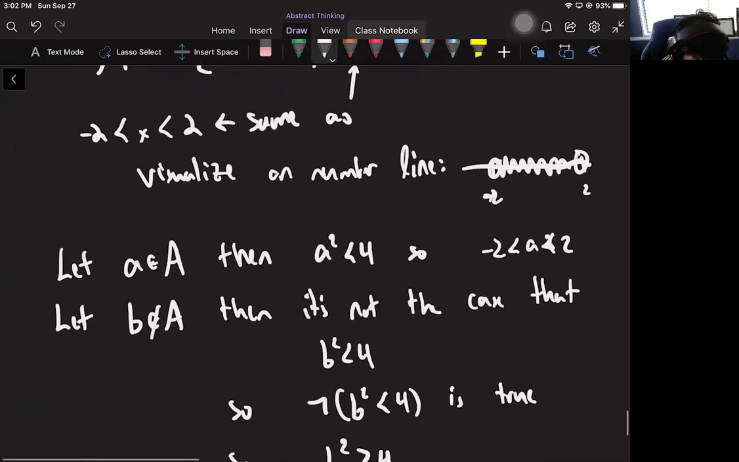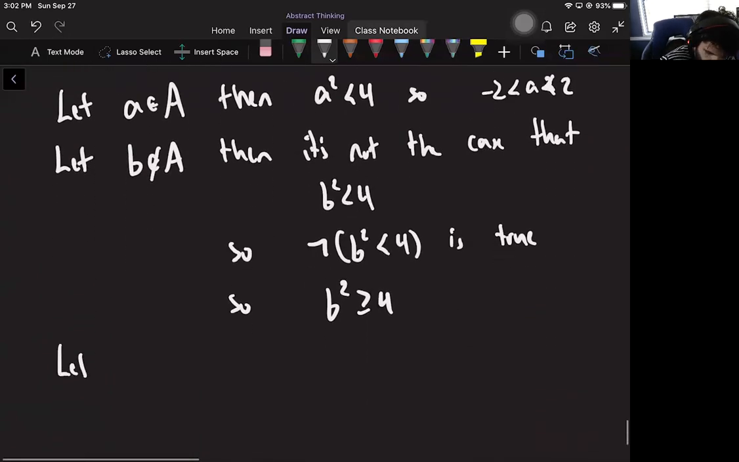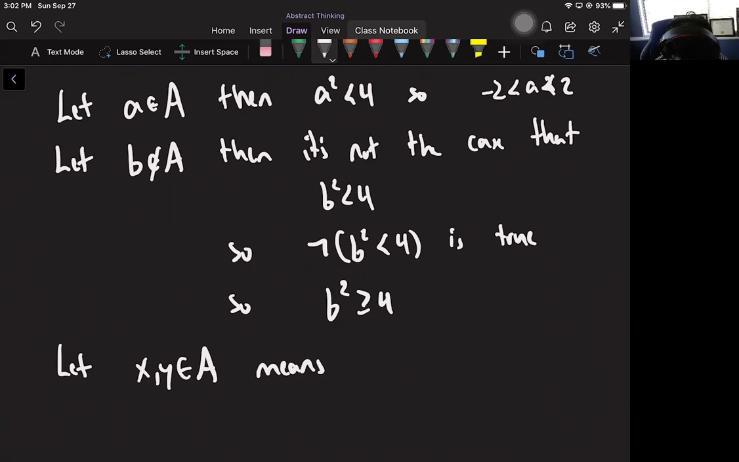People also write stuff like x comma y at the same time, so you don't have to say them separately. That just means let x and y be in A. So then you can say like x squared is less than 4 and y squared is less than 4. So you'll see lots of things like that in the future. Trying to cover all the little things. What else?